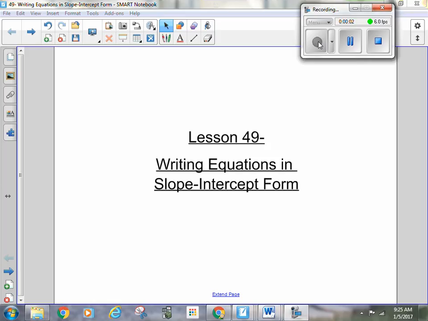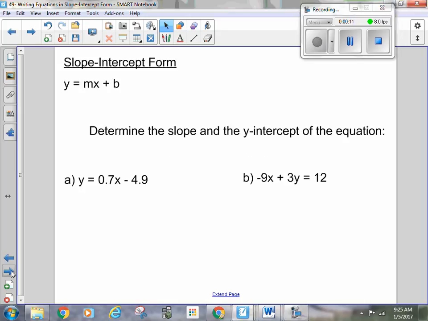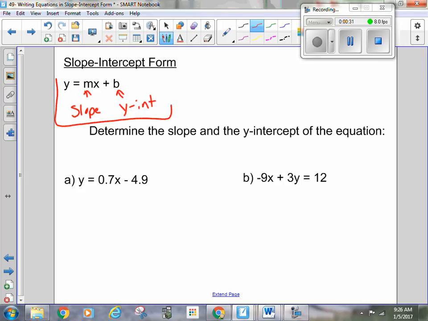All right, ladies and gentlemen, let's do lesson 49. It is on writing equations in slope-intercept form, so something that's familiar to us. Just a reminder, slope-intercept form is y equals mx plus b, and the m is going to be our slope, and the b is going to be our y-intercept. And just m is slope, not the x. The x is by itself. Y-intercept. Maybe a good idea to just make sure you have that jotted down somewhere to save.